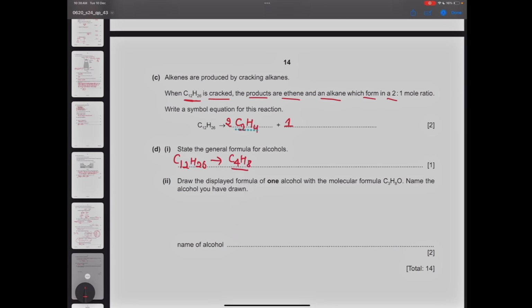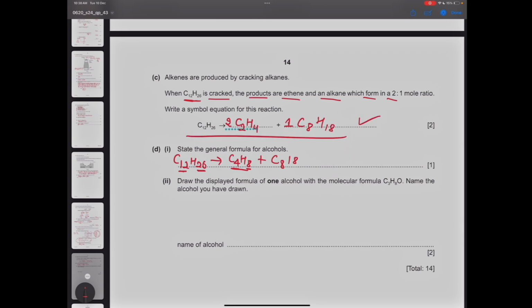So just understand. What will be remaining? 12 carbon here, 4 carbon here. Remaining is 8. 26 hydrogen here, 8 hydrogen here. Remaining will be 26 minus 8, which is 18. So your answer will be C8H18. This is the answer.